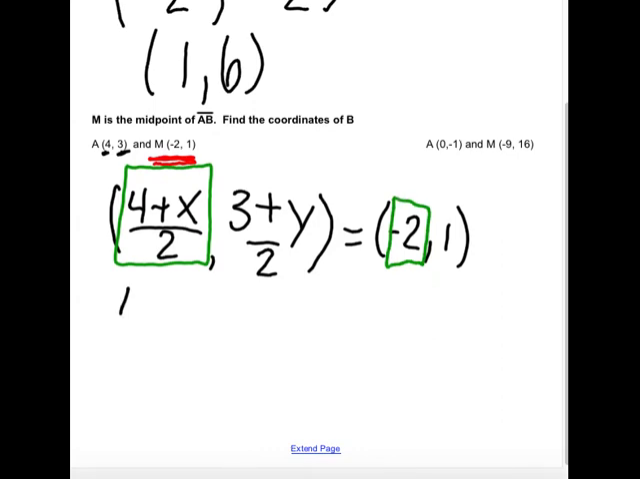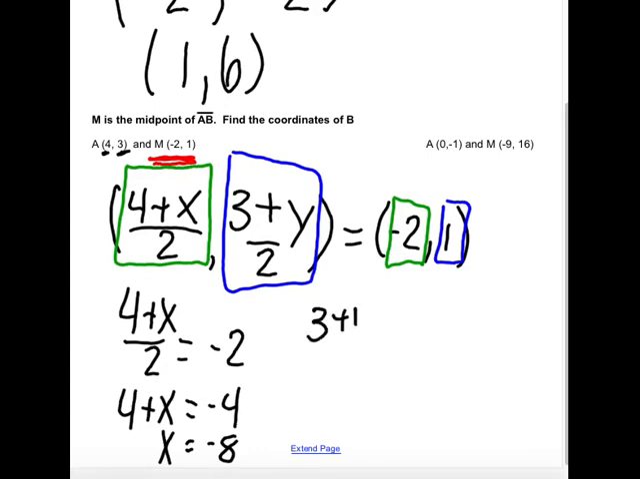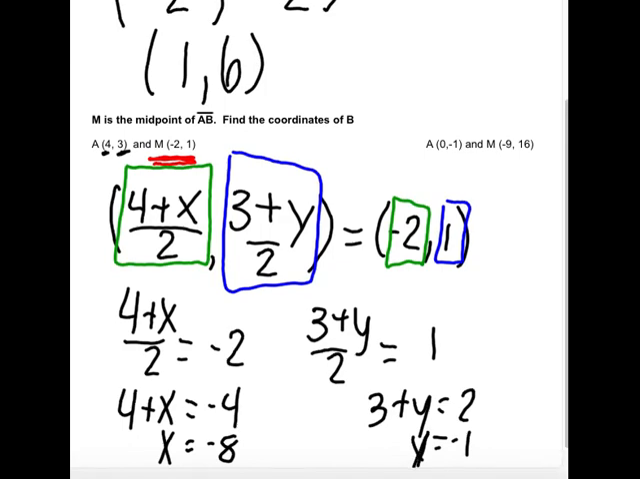So I'm going to take 4 plus x divided by 2 and set it equal to -2. Then I'm just going to solve. I'm going to multiply by 2, so 4 plus x equals -4. Subtract 4, x equals -8. And then I'm going to do the same thing with my y-coordinates. I know that they should be the same, so I'm going to take 3 plus y divided by 2, and I know that should be equal to 1. So multiply by 2, 3 plus y equals 2, subtract 3, y equals -1.